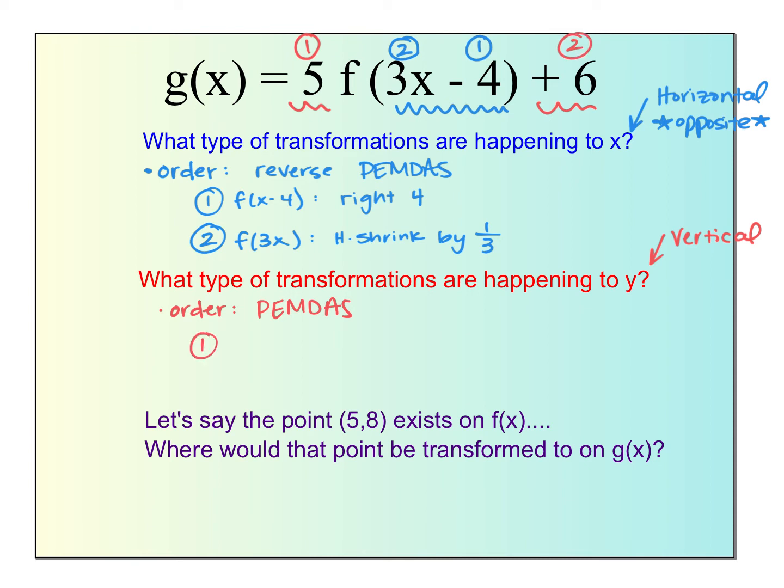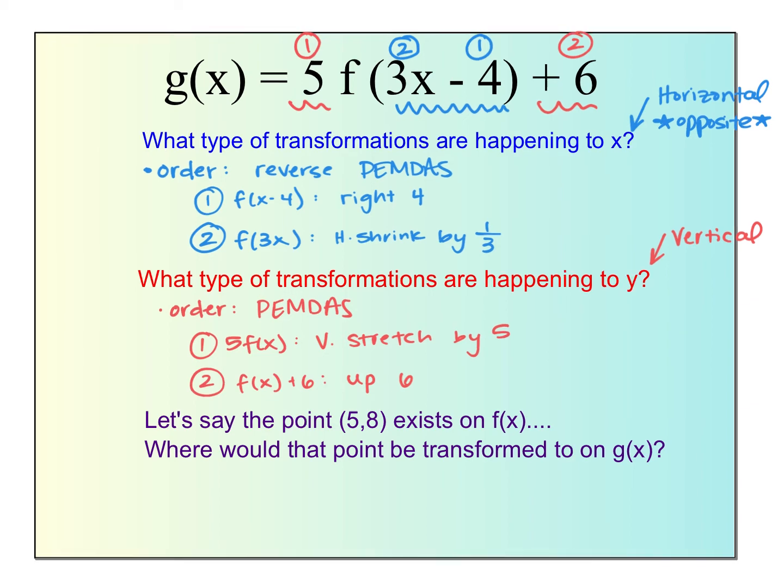Keeping with the theme of following our gut, multiplying by 5 is going to follow what we expect to happen. This is going to be a vertical stretch by a factor of 5. Second, adding 6 to the outside is going to be a translation vertically. It's going to move up my function 6 units.